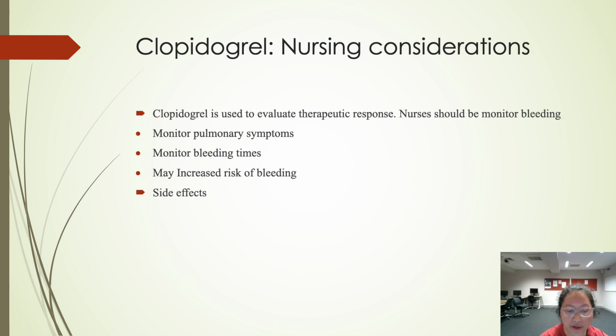And the last one is clopidogrel. Clopidogrel is used to evaluate therapeutic response. Side effects are nausea, diarrhea, constipation, and GI upset. Nursing interventions are: nurses should monitor bleeding, monitor pulmonary symptoms, and monitor bleeding times, as it may increase the risk of bleeding.